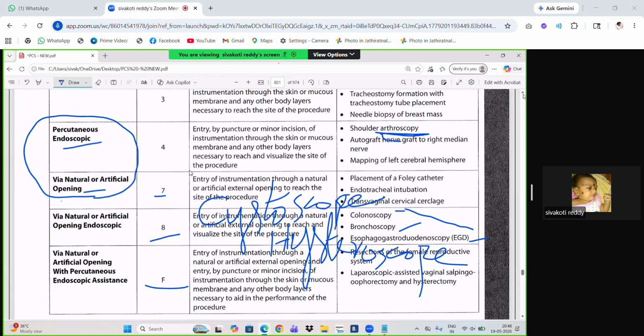It should be F. If they're not taking the laparoscopic assistance, directly they are inserting the instrument in the natural route and they've done the procedure with scopy and natural route, then it is not F. Clear?